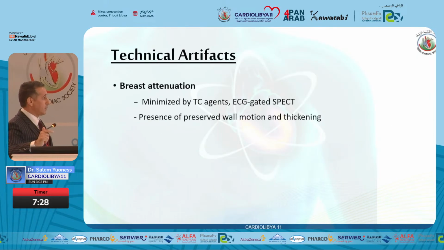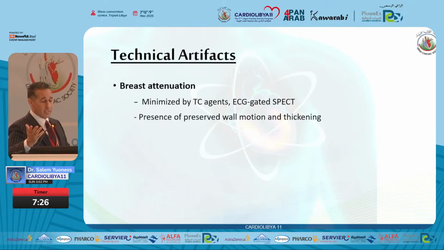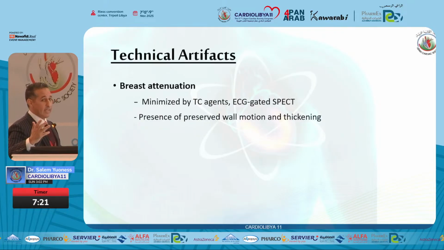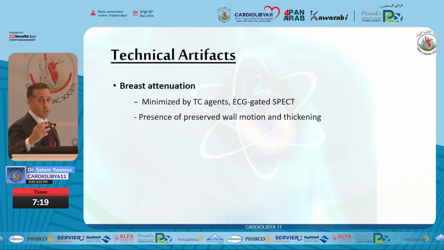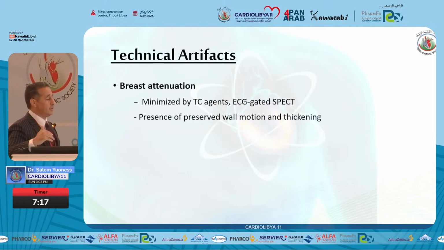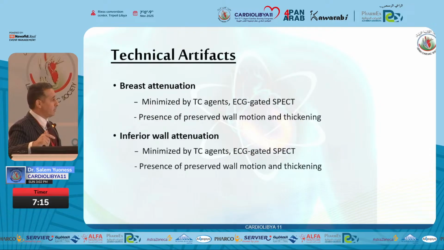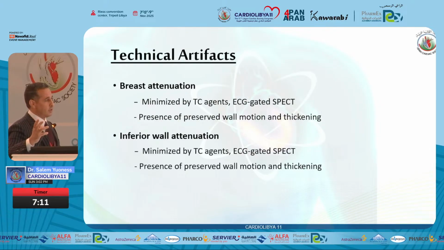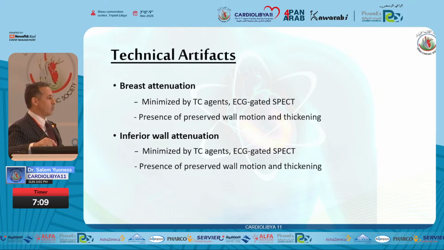Technical artifact, it's breast attenuation. We minimize that by using technetium instead of thallium, and also we have the gated images. If you have good gated images, good EF, good contractility, that's probably an attenuation artifact. Inferior wall attenuation, also we have the gated images, which minimize the inferior wall attenuation.